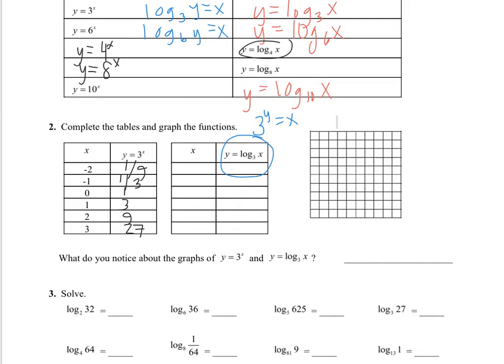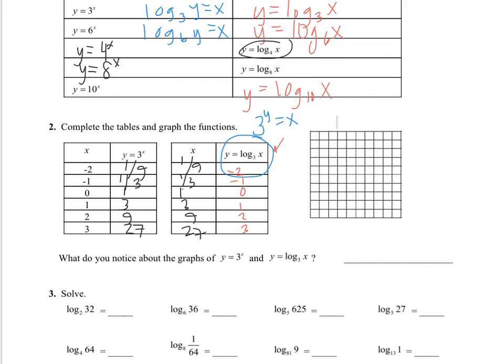So what you can do is you can plug numbers in for y. So I'm going to plug in -2, -1, 0, 1, 2, 3, and see what I get for x. Because these two are the same right here. I wrote this logarithm as an exponential function, and so for me it's easier to plug in y and see what x is. So you'll notice I get 1/9, 1/3, 1, 3, 9, and 27.